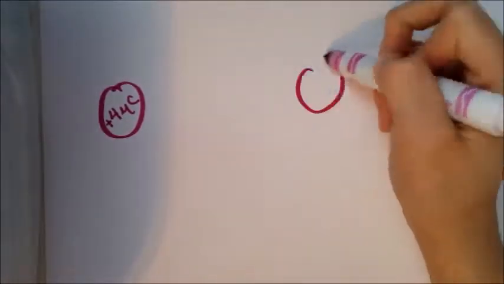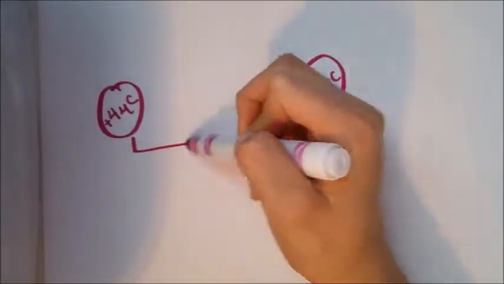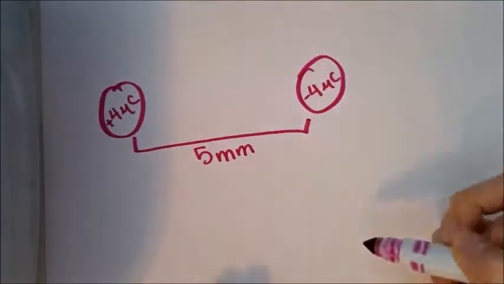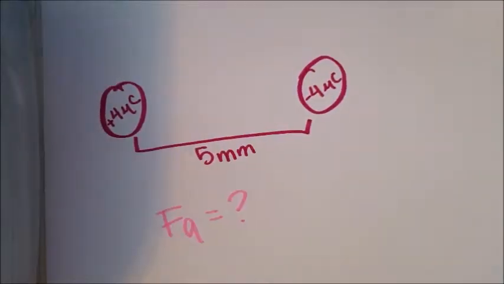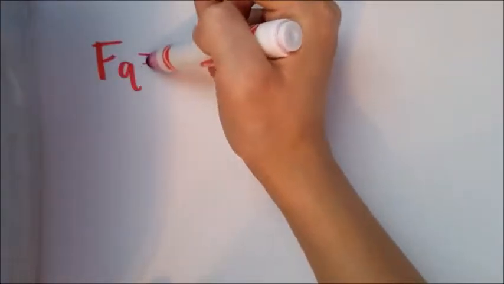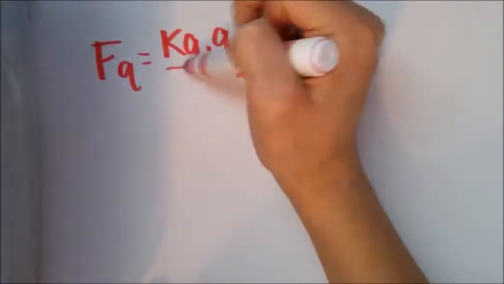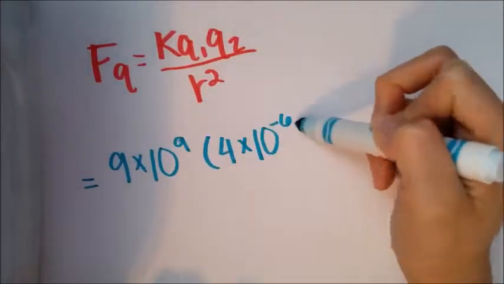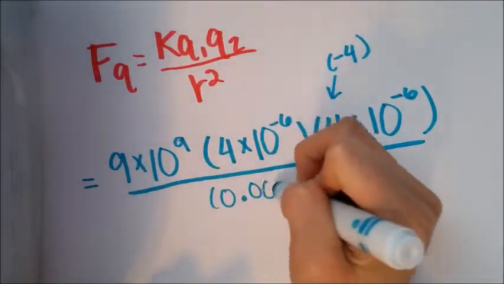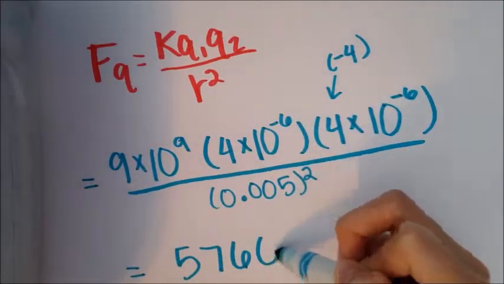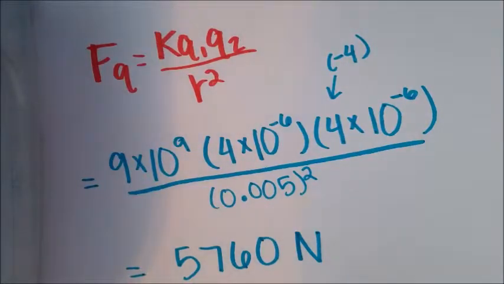There's a particle that's charged plus 4 microcoulombs and another particle that's charged negative 4 microcoulombs. The separation between them is 5 millimeters. What's the electrostatic force? We first start off with Coulomb's law. F of e equals K times Q1 times Q2 divided by r squared. If you just plug in all the numbers and shove that all into a calculator, you get 5,760 newtons.